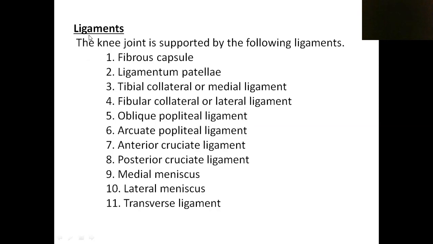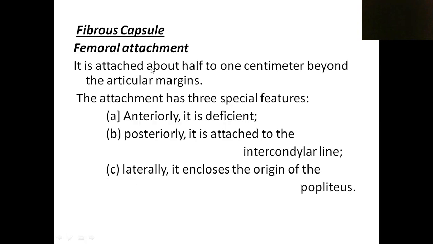Now the supporting factors or ligaments. Here we have the fibrous capsule, then ligamentum patellae, then tibial collateral ligament, then fibular collateral ligament, then oblique popliteal ligament, then arcuate ligament, then anterior cruciate ligament, posterior cruciate ligament, medial meniscus, lateral meniscus, and the transverse ligament. We have to go through the details of these points. First one is the fibrous capsule.